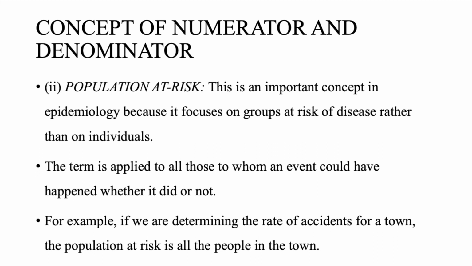Population at risk. This is an important concept in epidemiology because it focuses on groups at risk of disease rather than individuals. The term is applied to all those to whom an event could have happened, whether it did or not. For example, if we are determining the rate of accidents for a town, the population at risk is all the people in the town.